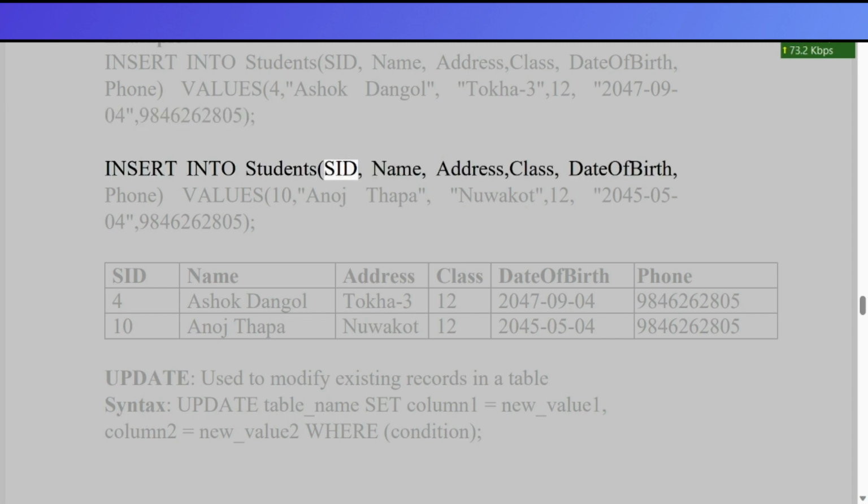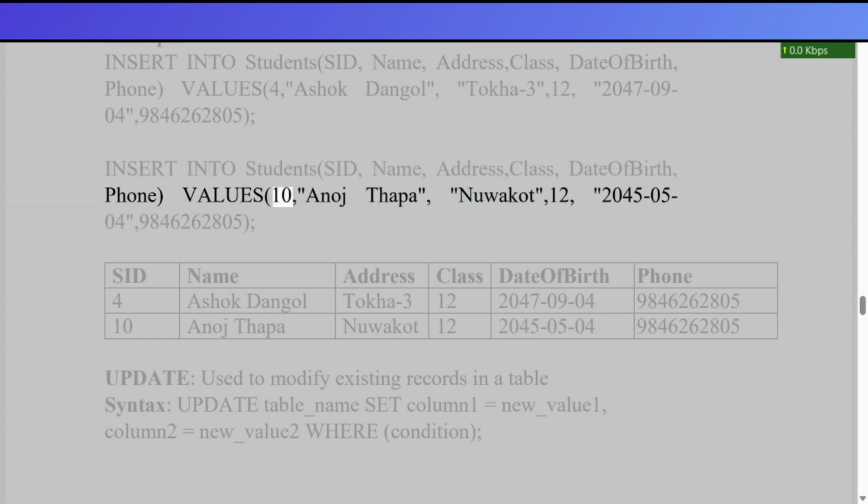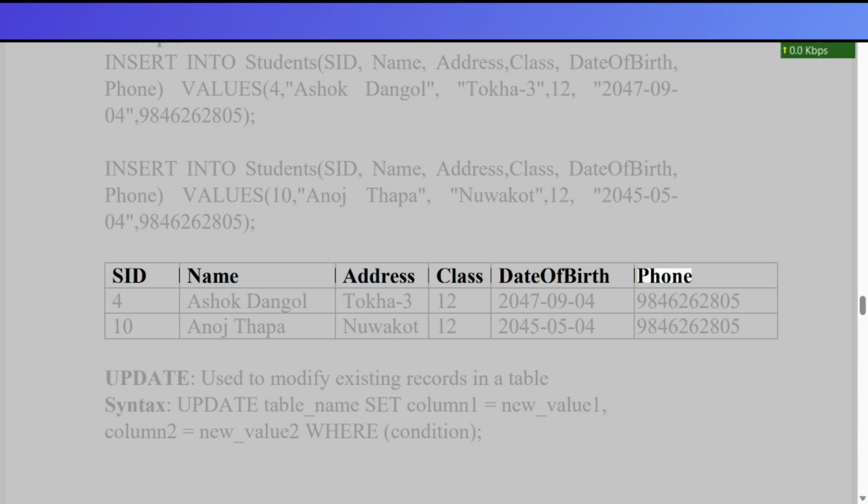Insert into students (SID, name, address, class, date_of_birth, phone) values (10, Anuj Thapa, Nuwakot, 12, 2045-05-04, 9846262805). Output: SID, name, address, class, date of birth, phone. 4, Ashok Dangol, Tokha 3, 12, 4th September 2047, 9846262805. 10, Anuj Thapa, Nuwakot, 12, 4th May 2045, 9846262805.